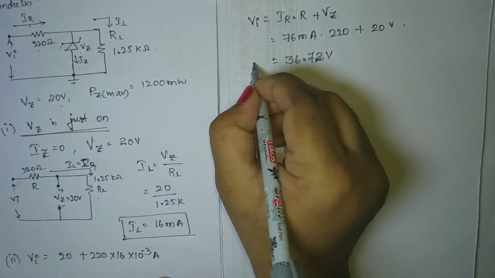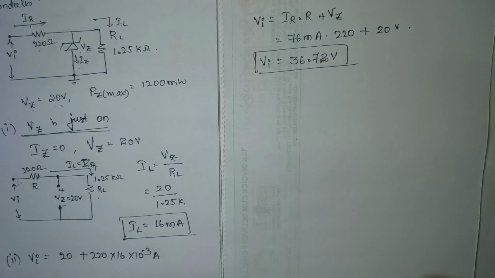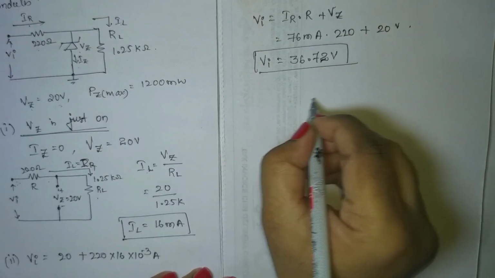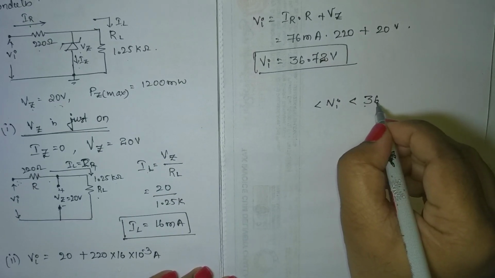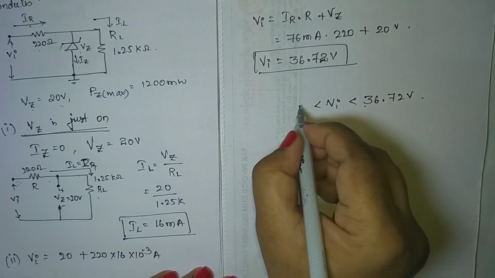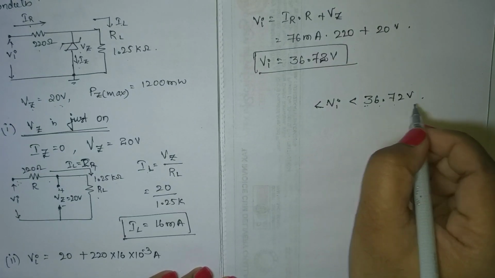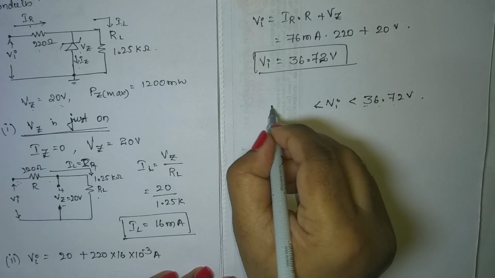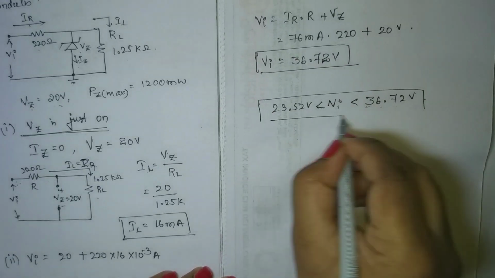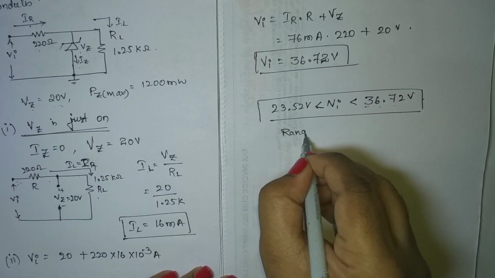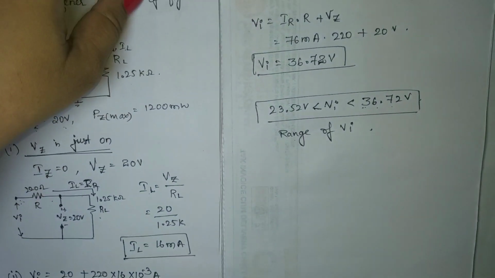So you get Vi equal to 36.72 volts. So the range of Vi lies between a maximum limit of 36.72 volts and a minimum of 23.52 volts. This is the range of Vi. Okay, so this is about the second problem.